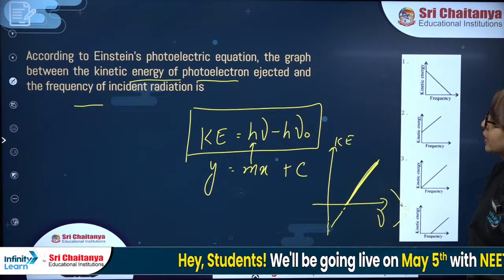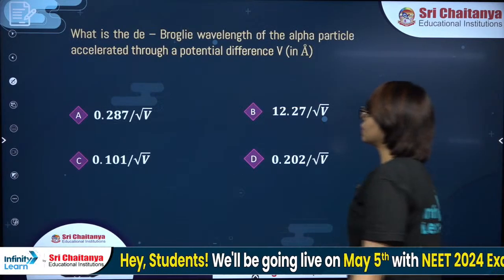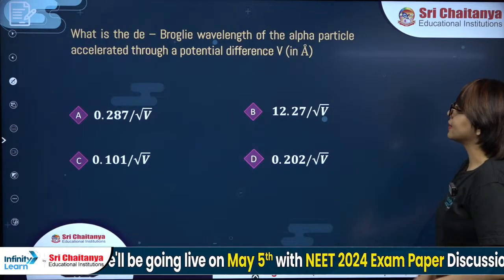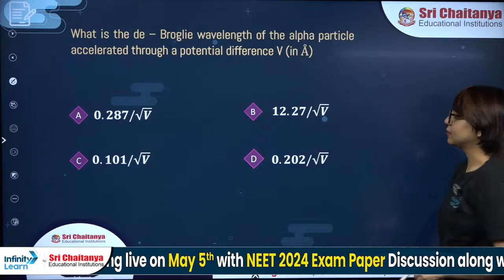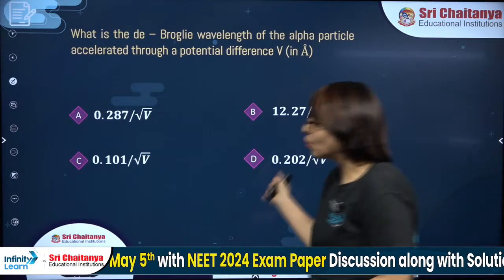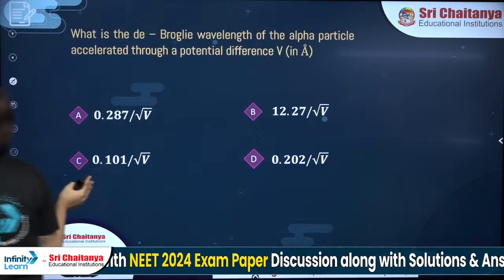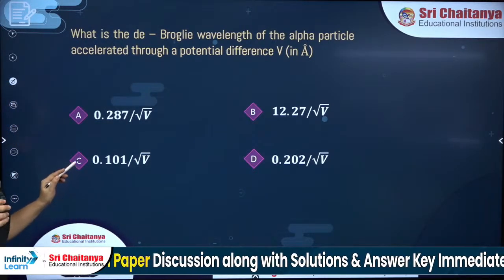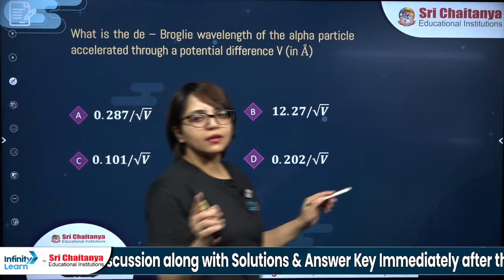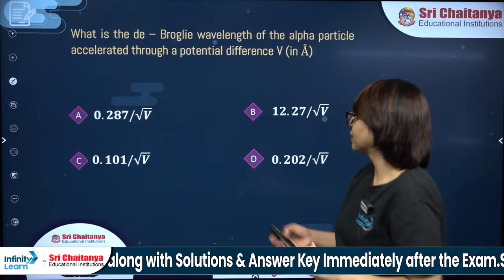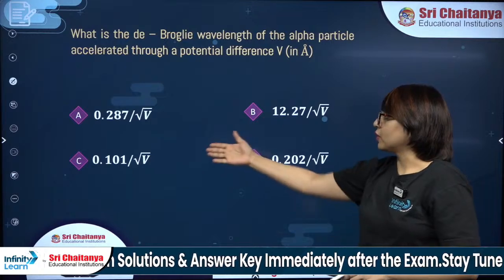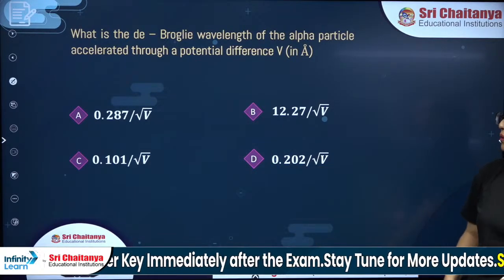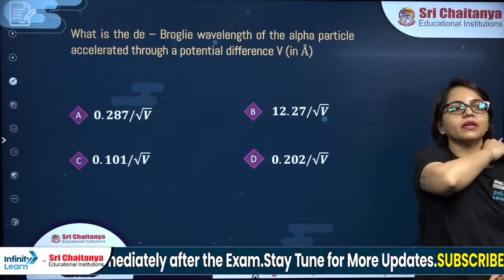Alright, chaliye. Yes beta, if you know the basic concepts, this session will help you. What is the de Broglie wavelength of the alpha particle accelerated through potential difference V in angstrom? Again, this is something you should know. This is something you should remember as the direct formula. What is the de Broglie wavelength of the alpha particle if you are accelerating it with the help of potential difference V over here? Chaliye, out of these 4, which of the following options is the correct formula? Try this one everyone.